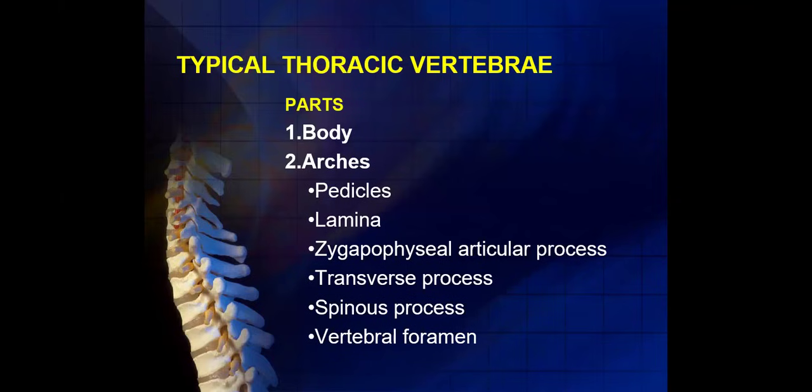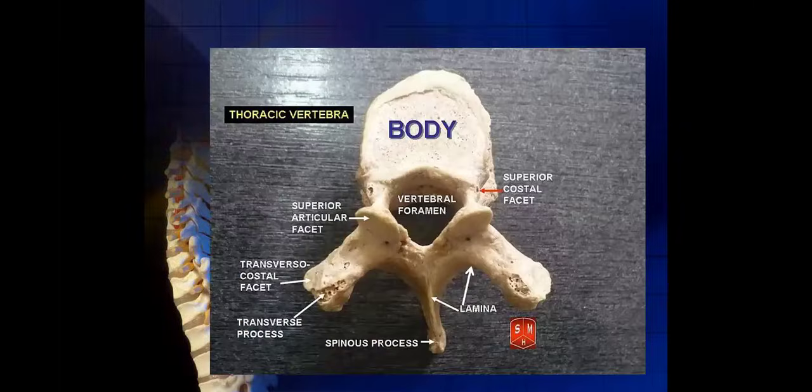The typical thoracic vertebra is made just like the typical lumbar vertebra. This typical thoracic vertebra is made of two parts, the body and the arch. And the arch is again made of the pedicels, the lamina, the superior and inferior articular processes, the transverse process, the spinous process, and the vertebral foramen.